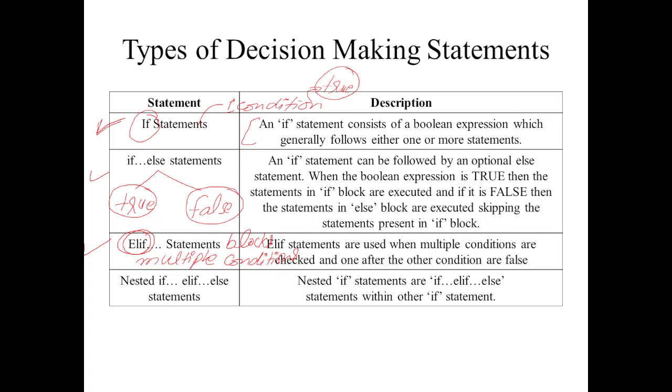An if else statement has two blocks, one block is executed when the condition becomes true, another block is executed when the condition becomes false. Whereas the elif statement has multiple blocks, and each block is executed for each condition. Next is the nested if condition, which is also called an if condition within another if condition. So it has also one or more blocks, but these blocks are executed when both of these conditions are true. So it is used to check multiple conditions for a single block.